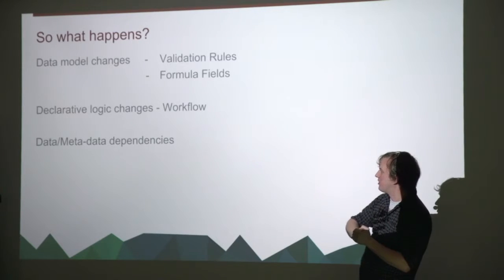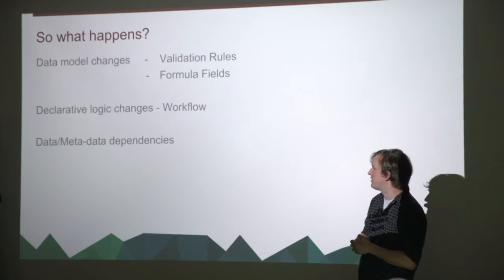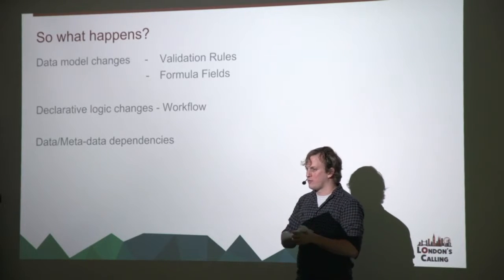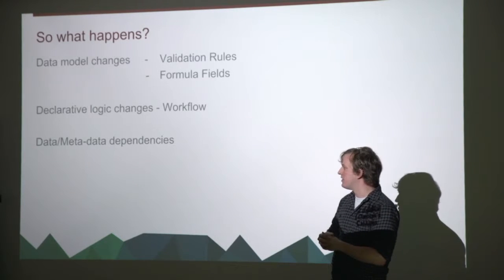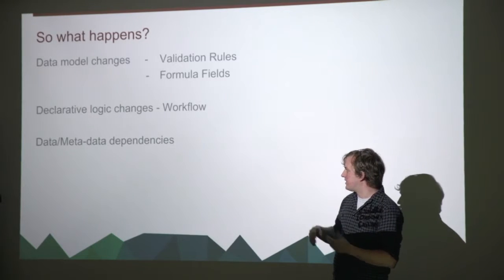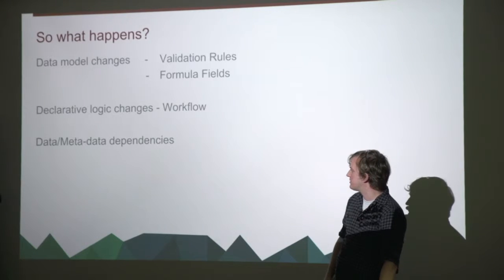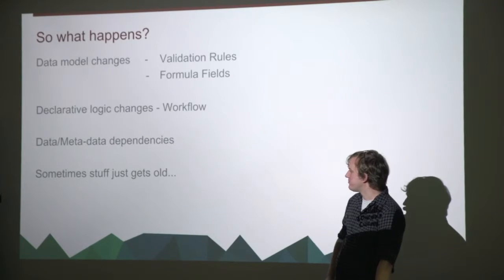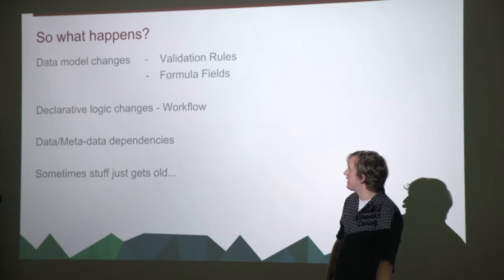To summarize those things, the problems we've got are data model changes, such as validation rules and formula fields changing, that's going to break your test methods and so on. And then there's declarative logic changes, workflows. Now with things like Flow and Process Builder, things that you can do straight in live are becoming more and more powerful. And they can interrupt the flow of your logic, and suddenly your tests aren't going to pass. Then you've got data and metadata dependencies that will change as people make changes to things like profiles and so on, and approval processes. And then sometimes stuff just gets old, like users being deactivated, or profiles being changed, or AppExchange products expiring when you no longer pay for them. It's going to break your tests.